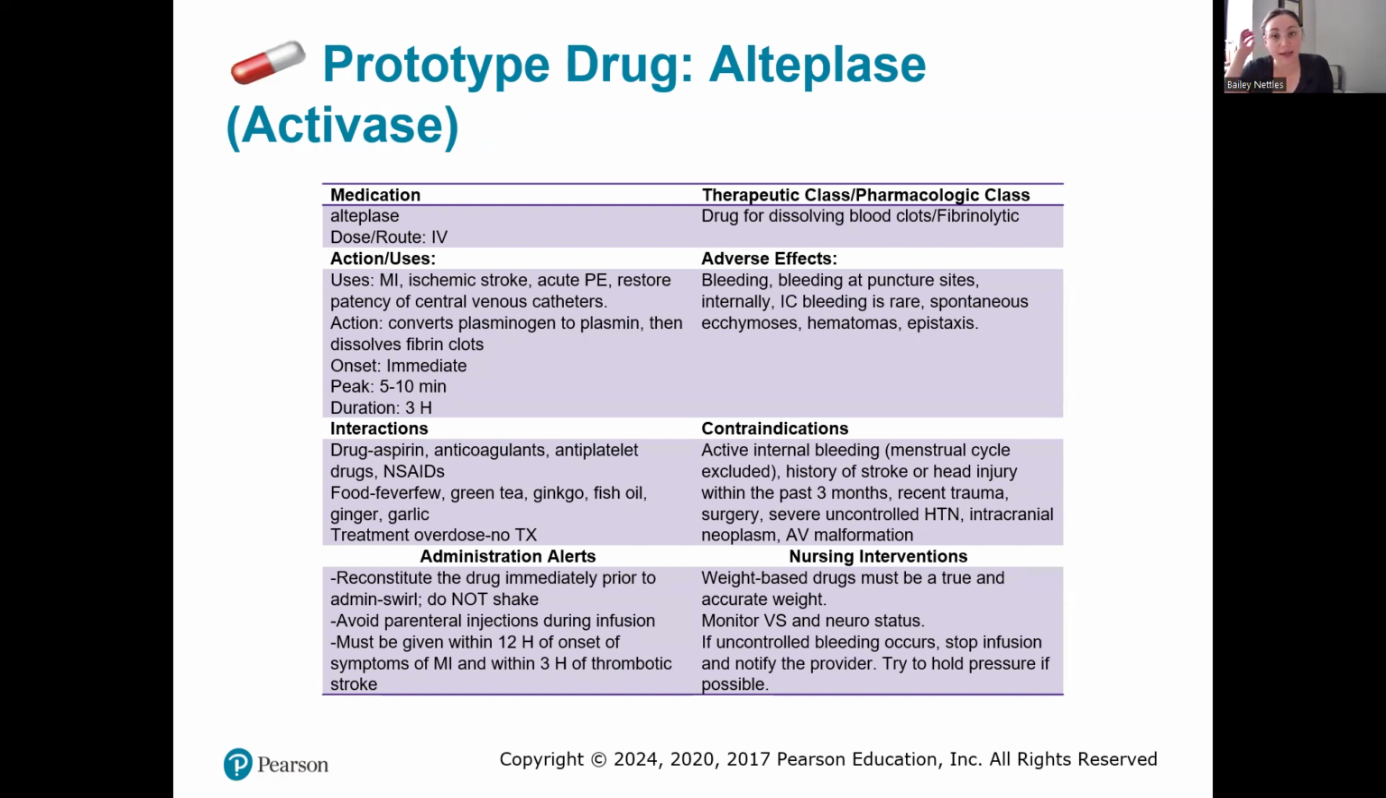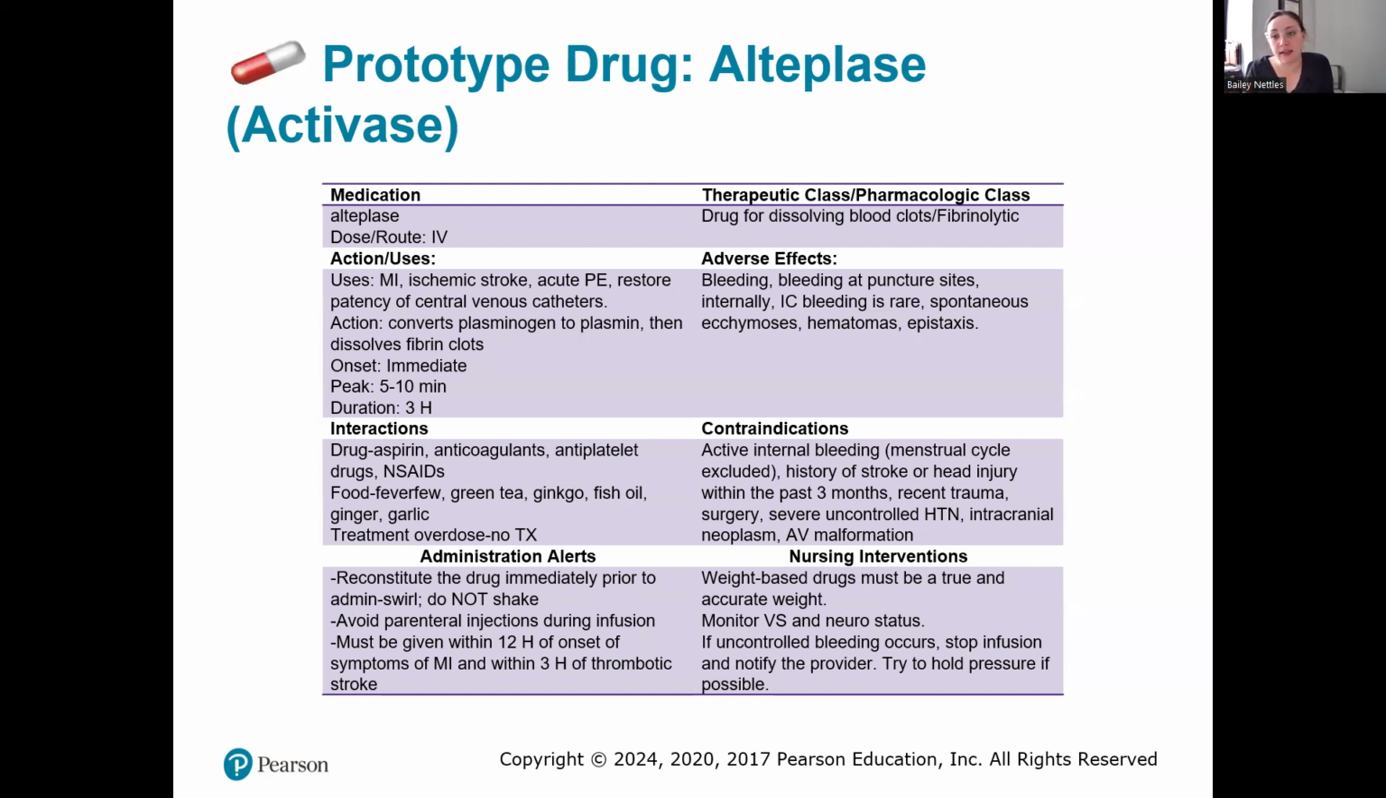Keyword: central venous. We're not putting this in peripheral lines because they have a clot in their line. We're talking about big IVs that are life-saving things: central venous catheters, hemodialysis ports, things like that that have gotten a clot in them. That's what we declot. We don't declot IVs in the arm. It converts plasminogen to plasmin and then dissolves the fibrin clot.